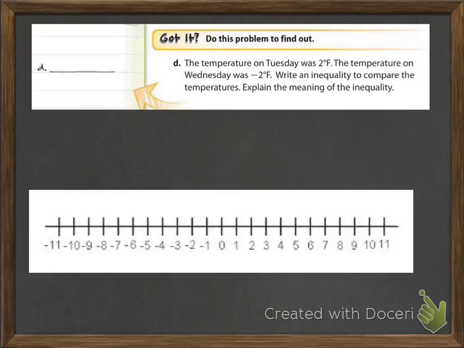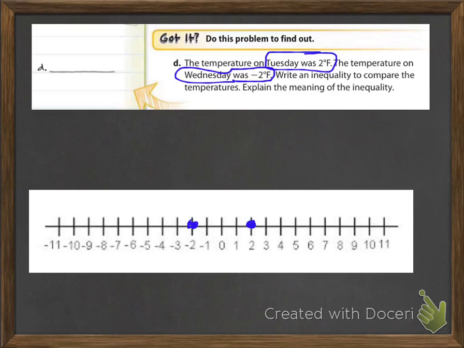It says the temperature on Tuesday was 2 degrees Fahrenheit. So Tuesday was 2 degrees. The temperature on Wednesday was -2 degrees Fahrenheit. Sorry about that. That's -2 degrees on Wednesday. So now what we're going to do is we're going to plot those 2 points. So Tuesday was 2 degrees. That's going to be right here. And Wednesday was -2 degrees. So that's going to be way back here.